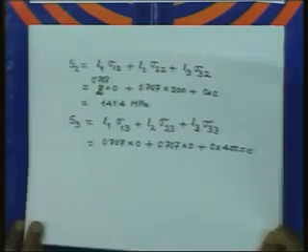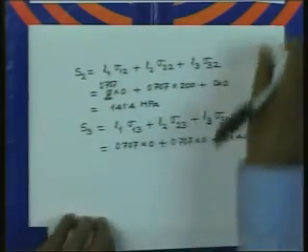So the three traction components are, finally we have S1 is 70.7 MPa, S2 is 141.4 MPa, S3 is 0. So these are the three traction components on the plane whose direction cosines are 0.707, 0.707 and 0.